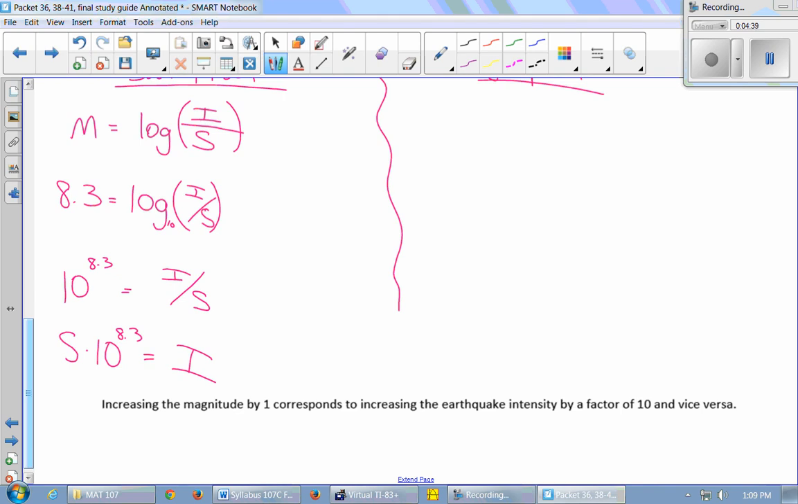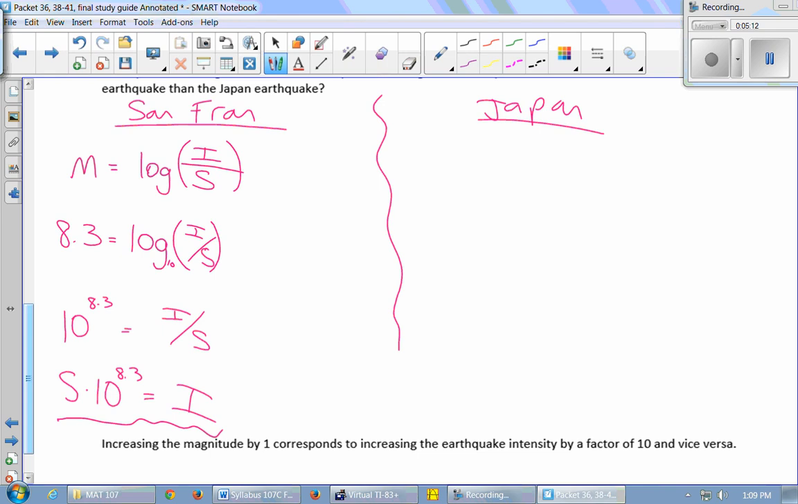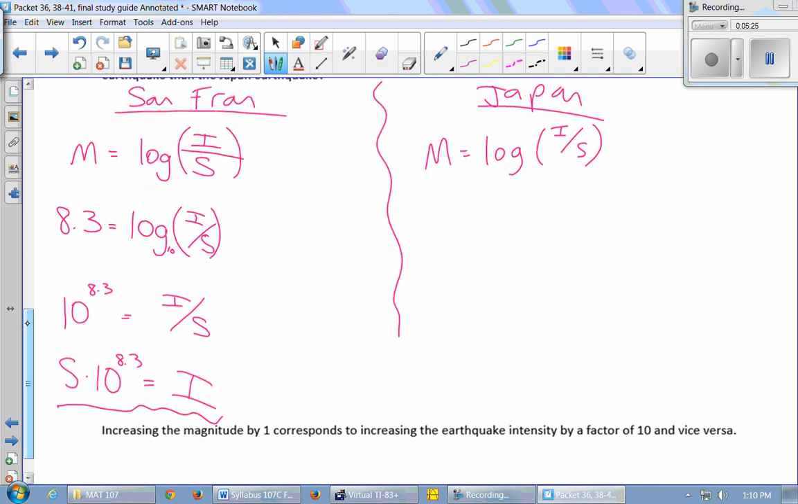10 to the 8.3 is a really big number, right? 10 to the 6th is a million, so it's like 100 million, something like that. So that's a really big number. It's much easier for our brains to think about the number 8.3 than to think about 100 million something. So that's why we convert intensities to magnitudes. All right, so now I know the intensity of the San Francisco earthquake. Let's do the intensity of the Japan earthquake in a similar way, and then we will compare the two. So again, start by writing down the formula. The magnitude of the Japan earthquake was 4.9.